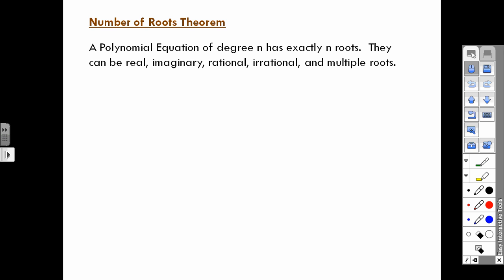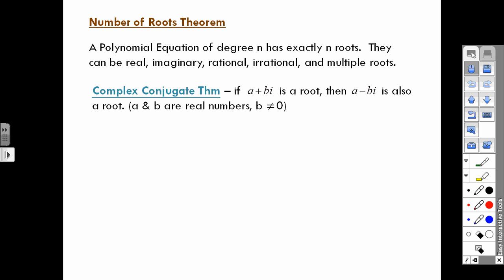All right, so we have a number of roots theorem, which says any polynomial equation of degree n has exactly n roots. And as you saw, those quadratic equations, because n is 2, there's always 2 roots. And these roots that you're coming up with can be real, imaginary, rational, irrational, multiple roots. So that means that you could have a polynomial of degree 5 where all the roots are just 3. Those are multiple roots. 3 happens 5 times.